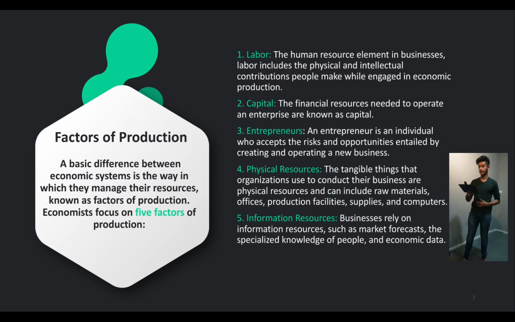Factors of production. A basic difference between economic systems is the way in which they manage their resources, known as factors of production. Economists focus on five factors of production. The first one is labor. Labor is the human resource that makes the economic system work. The next one is capital. Capital is the financial resource needed to operate an enterprise.